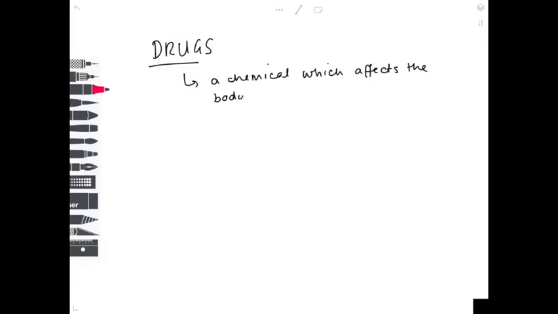And there's so many different categories of drug. One very important category includes the antibiotics. Crucially, these are given to you if you have a bacterial infection, so they're used to kill bacteria.